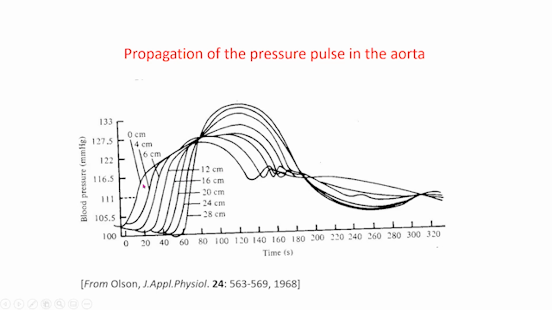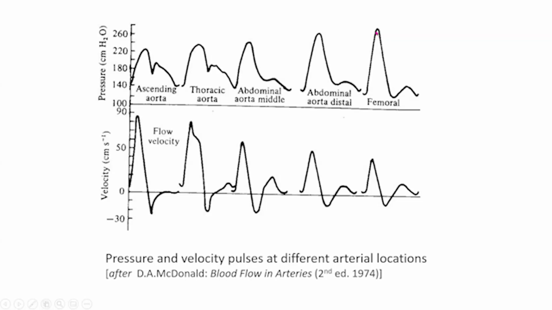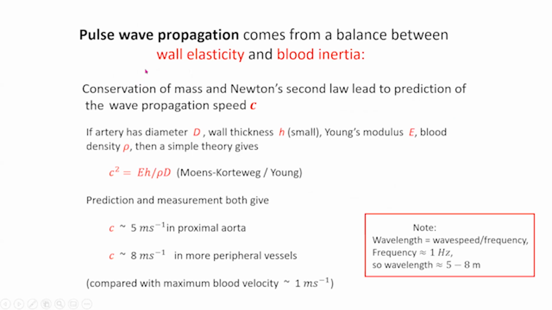So when the heart ejects the contents of the left ventricle into the aorta and distends it, here's some more sketches of not only the pressure pulse in the aorta and the femoral artery, but also the flow velocity waveform, which is different in shape from that and decreases in amplitude. So, as I was saying, pulse wave propagation begins with the expansion of the elastic aorta.